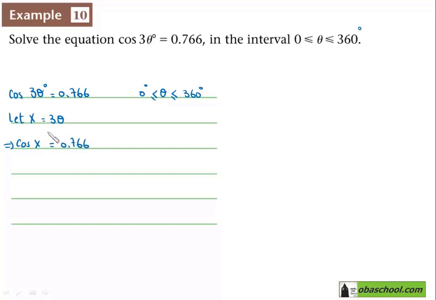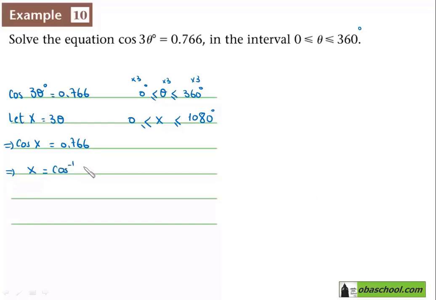0.766. And since theta is between 0 and 360 degrees, then we multiply the intervals by 3. So 0 times 3, theta times 3, and 360 times 3. X is between 0 and 1080 degrees. Now we define the new range for the new angle for cosine x equals 0.766. We will calculate the value of x using the calculator.